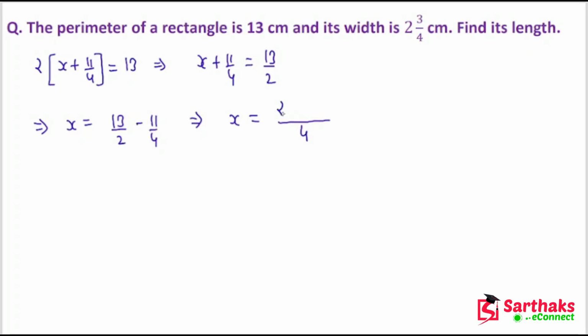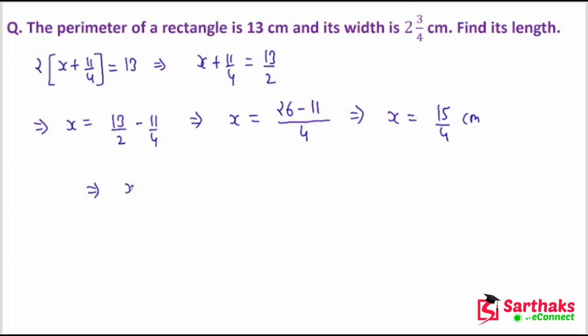So 13 into 2 is equal to 26 minus 4 into 1 equals 4, so 11 would remain the same because 11 into 1 is also 11. So we will get x equals 26 minus 11 by 4, which simply means 15 by 4. And what are the units? Centimeter. Since the width was given in mixed fraction, you can also write it in mixed fraction, right?